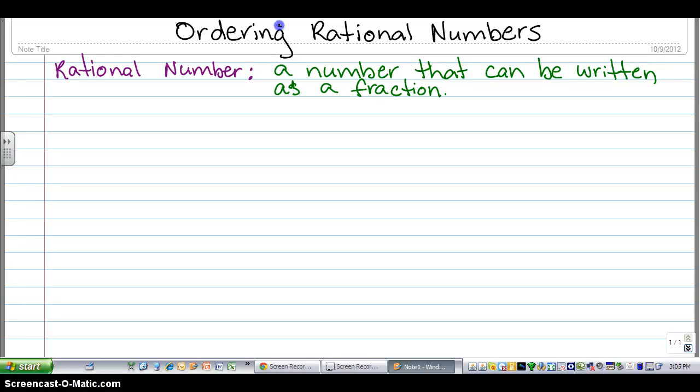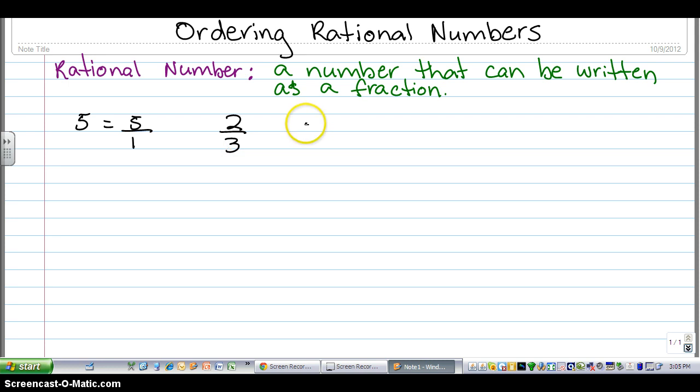Okay, today's lesson, ordering rational numbers. And as a review, rational numbers, remember, it's any number that can be written as a fraction. So the number 5 is a rational number because I can write 5 with a whole number underneath it, the number 1, and I've changed that into a fraction, 5 over 1. So it's a rational number. All fractions are rational numbers because they're fractions.